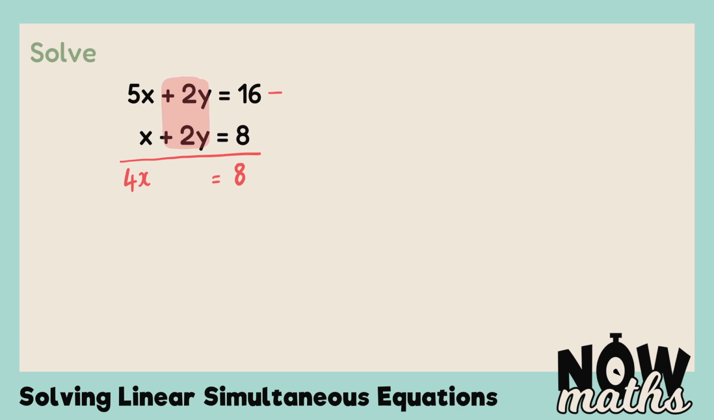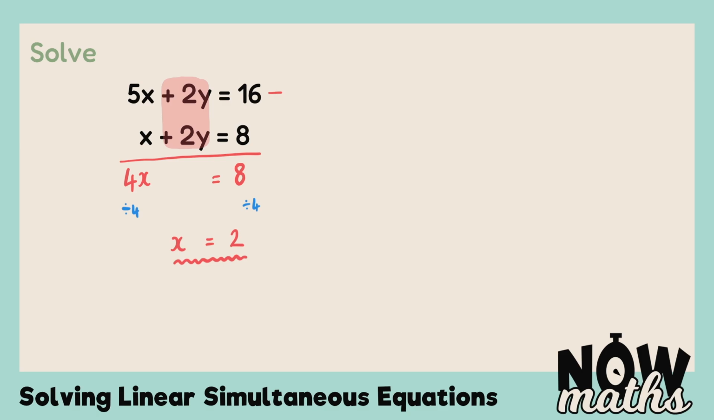To solve this for x, we divide by 4, and when we divide by 4, we get x on the left, and 8 divided by 4 gives us 2 on the right. So our x solution is x equals 2. Now we need to use this x value to find the correct value of y. To do this, we're going to substitute this value into one of the equations that we first started with.